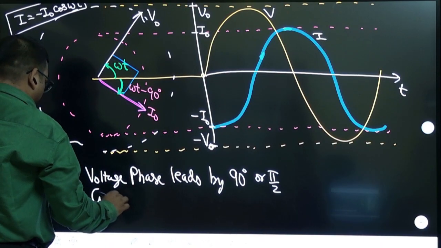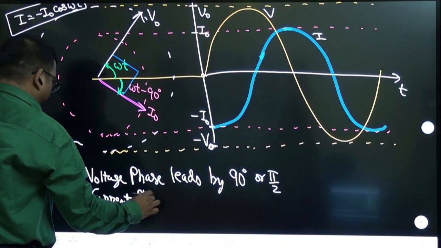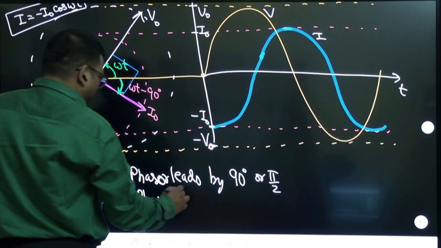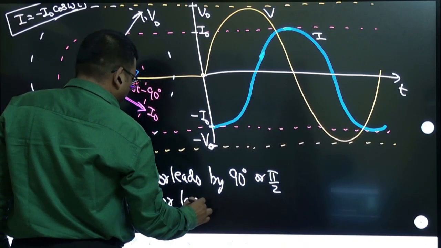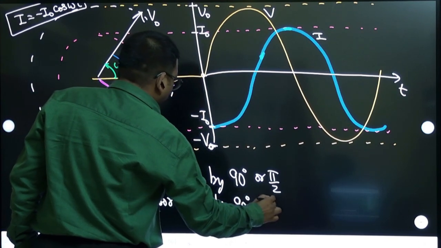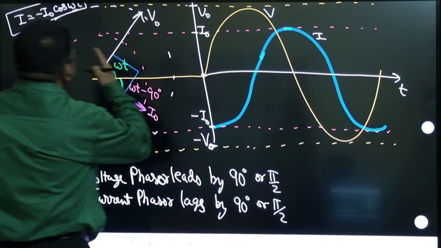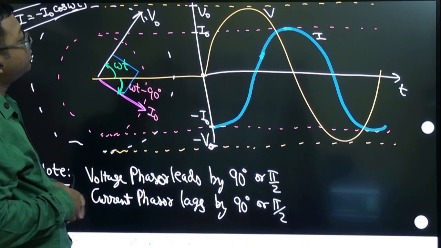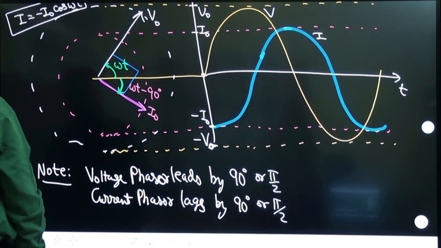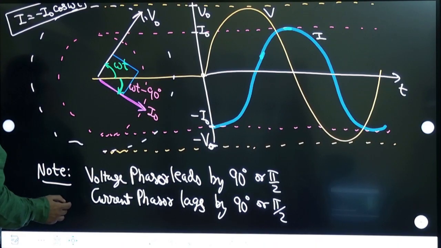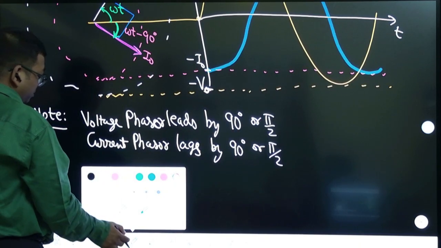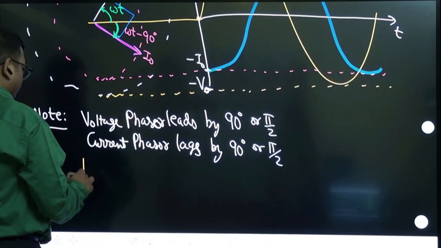And current phasor lags by 90 degree or pi by 2. This you have to write on the derived equation. We have derived it, the phasor diagram also you have done, this graph also you have done. Then another thing I told, average calculation, you have to do average power. So that is the last step of the calculation.